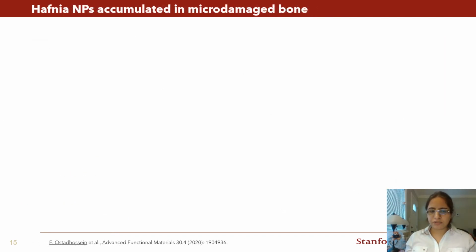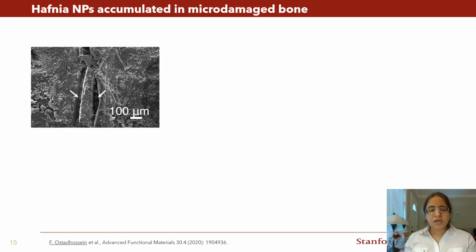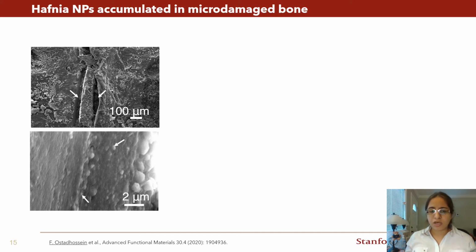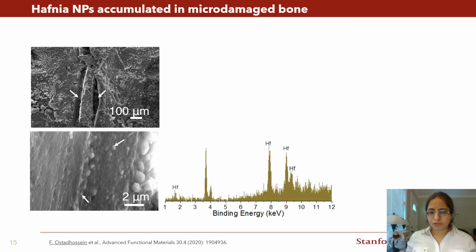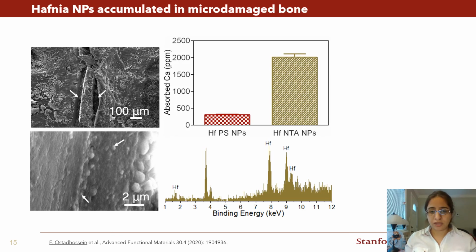But then the question is whether these particles can actually accumulate at the site of microdamages. In order to test this, I used human bone flanges and artificially created microdamages with the help of a scalpel. And then I immersed this bone sample in the suspension of the nanoparticles, washed off the excess particles, and then did scanning electron microscopy imaging. And here you can see the accumulation of these particles, at least on the walls of the microdamages. And furthermore, we confirmed through energy dispersive spectroscopy that this is indeed hafnium nanoparticle.